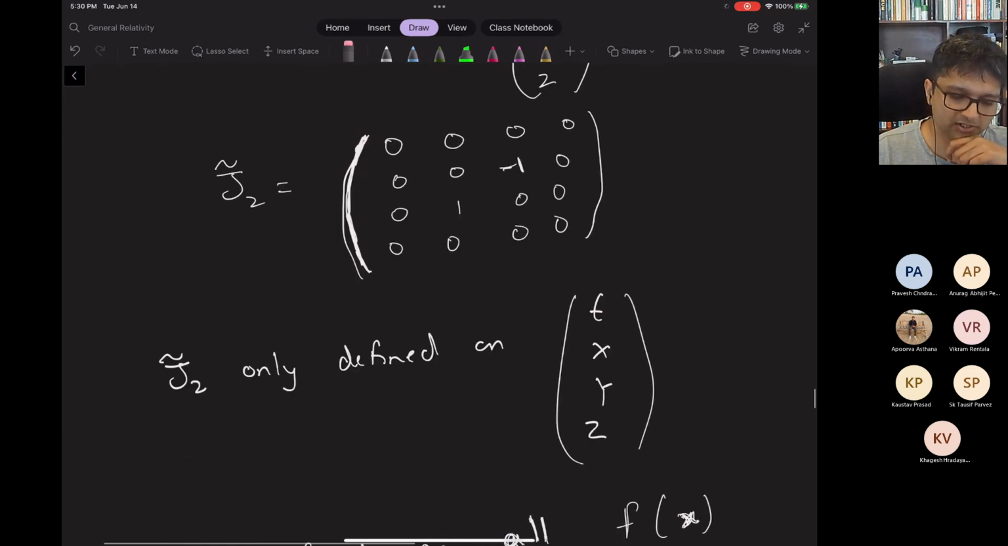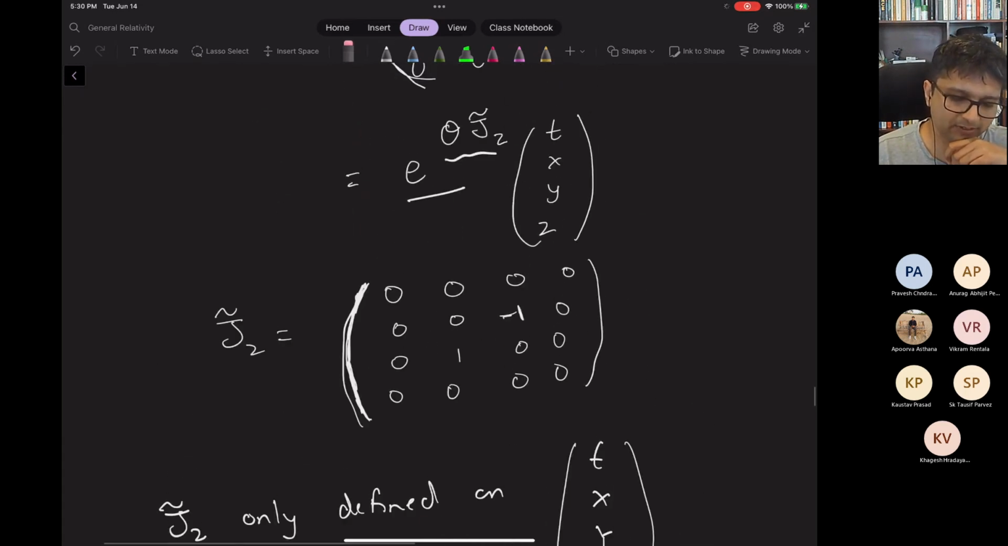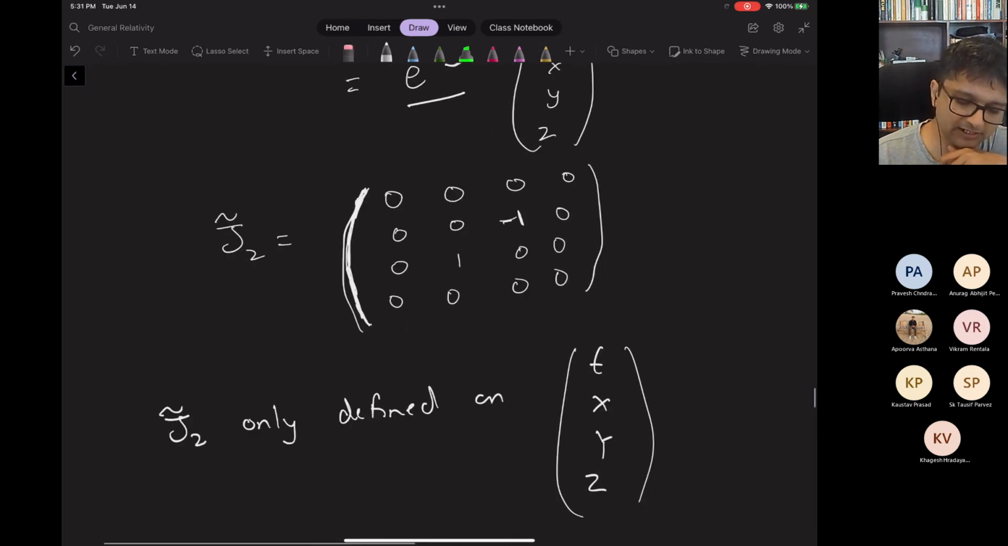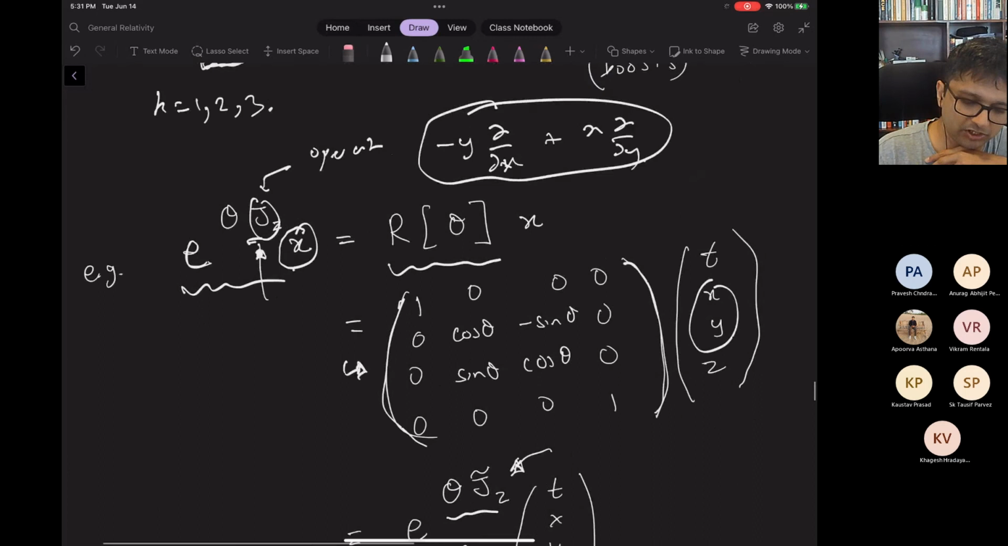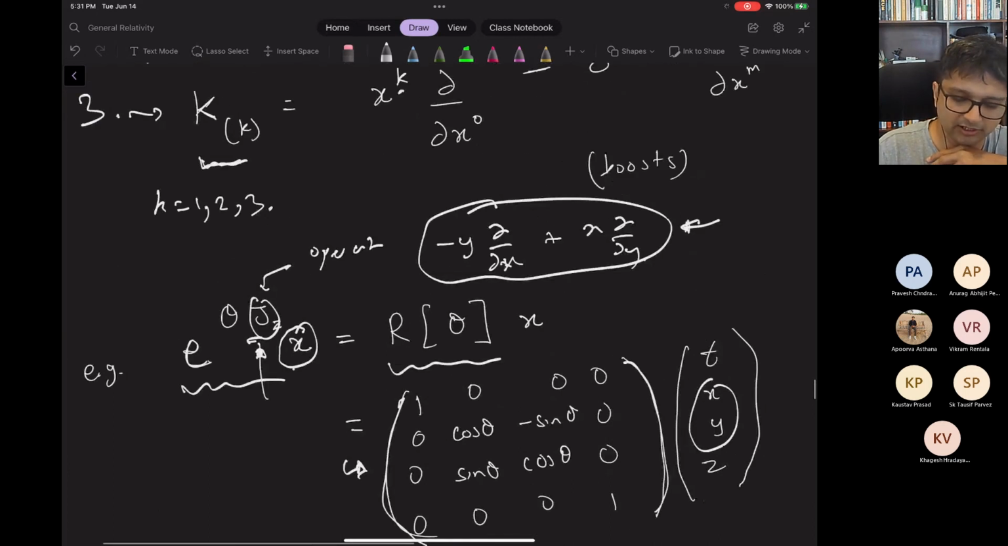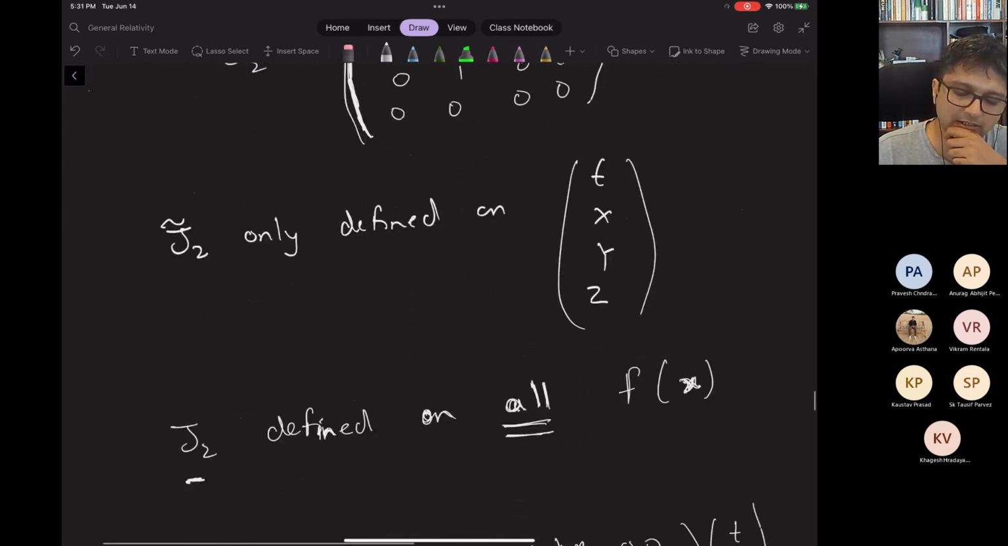Okay, whereas this Jz twiddle, this matrix of generators of rotations, can only be defined by its action on t, x, y, z. But this operation of Jz, which is this operator, is more general. It can be defined not just on x, but on any f of x. What it will do is take f, if f is a smooth function, to f of x prime, where x prime is the rotated version of x. Okay.